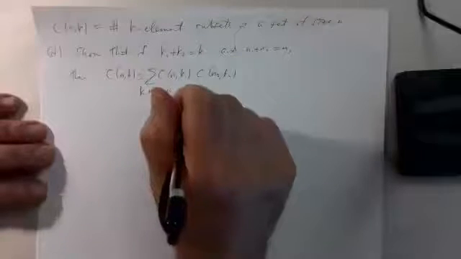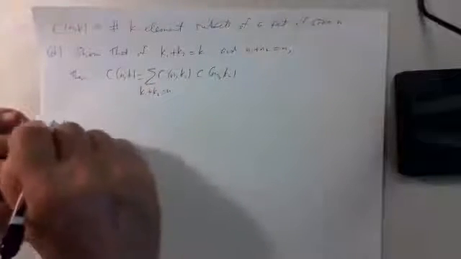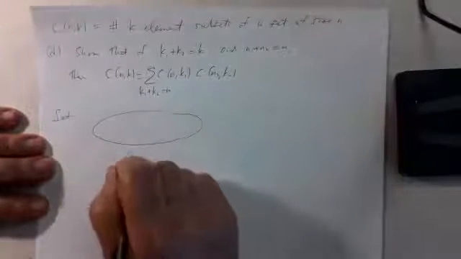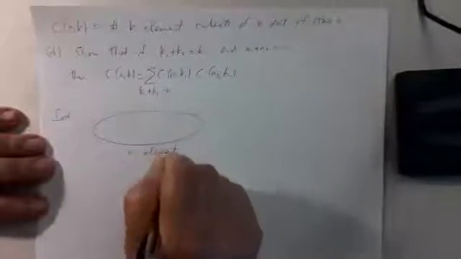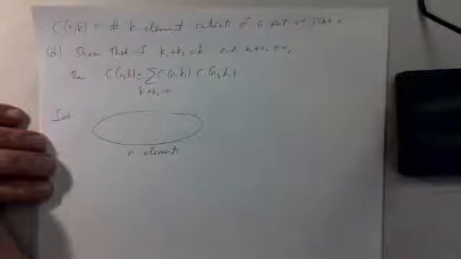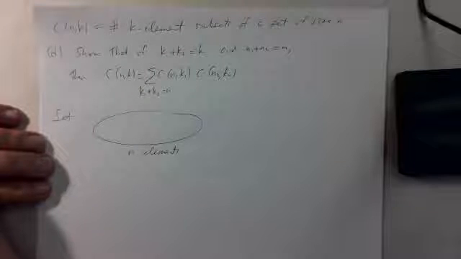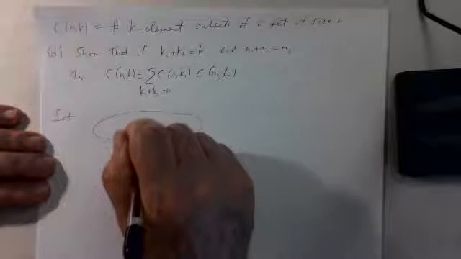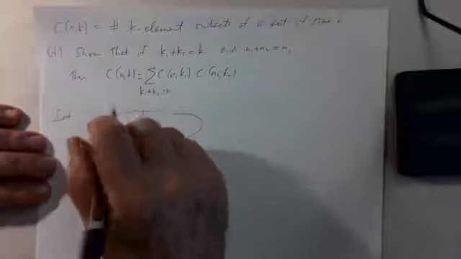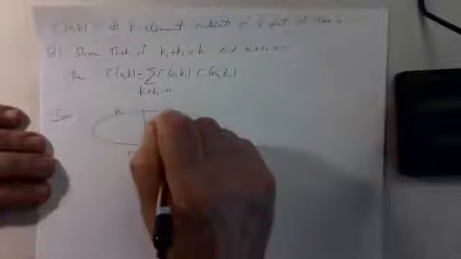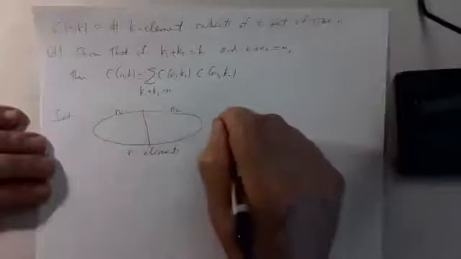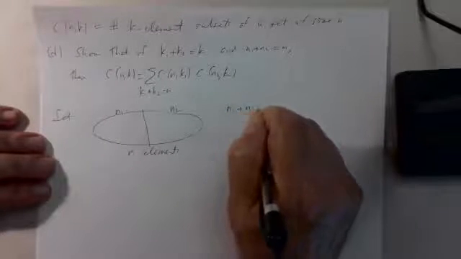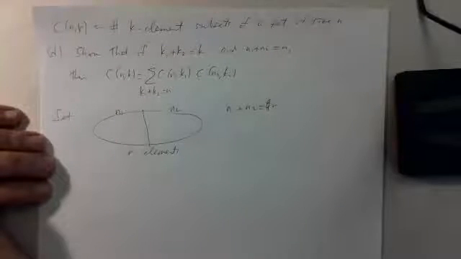Okay, so let me see what the idea of this problem is. So we have a set with n elements, and we want to know how many k element subsets there are. Suppose we divide this set up into two pieces. So this subset has n1 elements, and this subset has n2 elements, and n1 plus n2 is equal to n. Okay? Is that okay? Are there any questions about this first step?